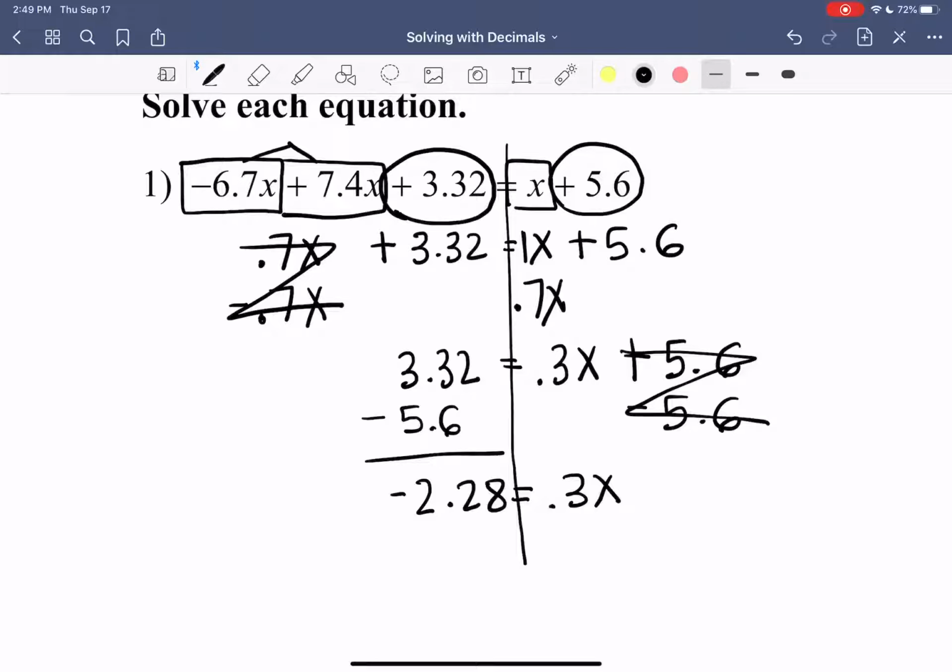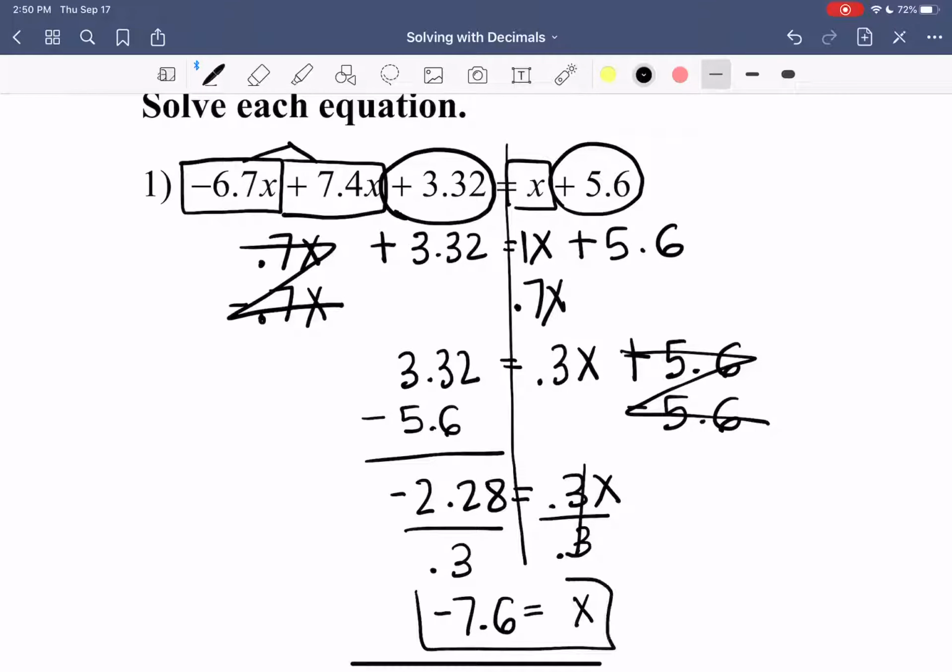And our last and final step is to divide by our coefficient, which is 0.3. So 0.3 divided by 0.3 is going to be 1, and we'll be left with just an x. And then negative 2.28 divided by 0.3, making sure negative 2.28 is our numerator and our denominator is 0.3. That's going to give us a negative 7.6. And that is our answer.